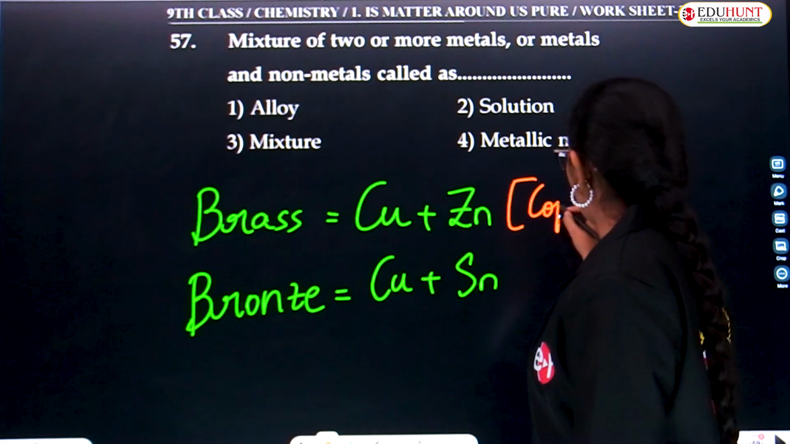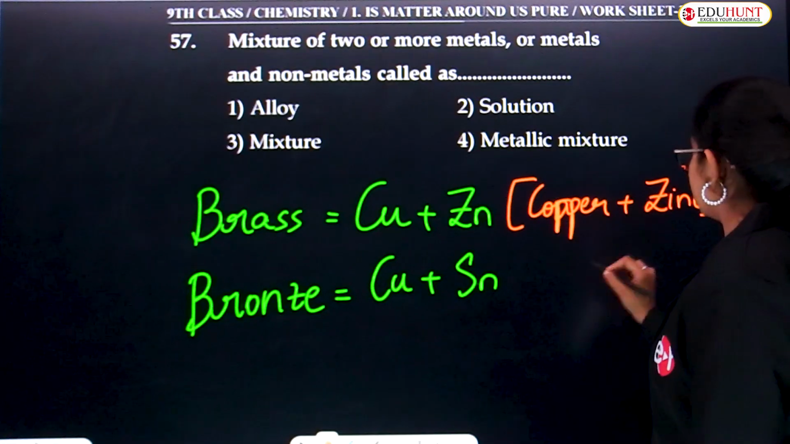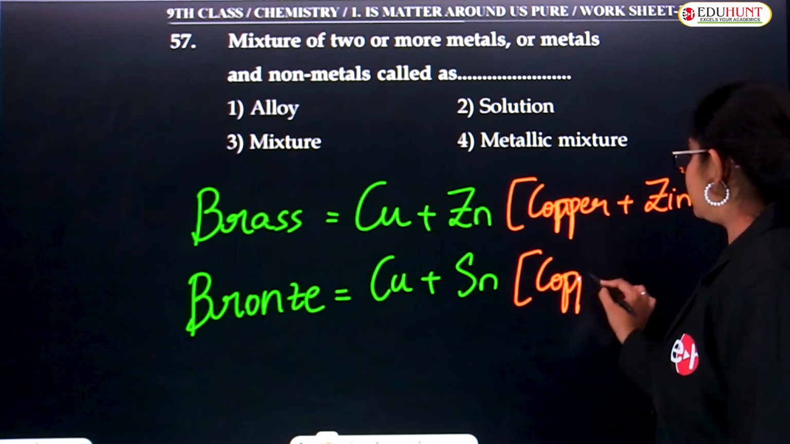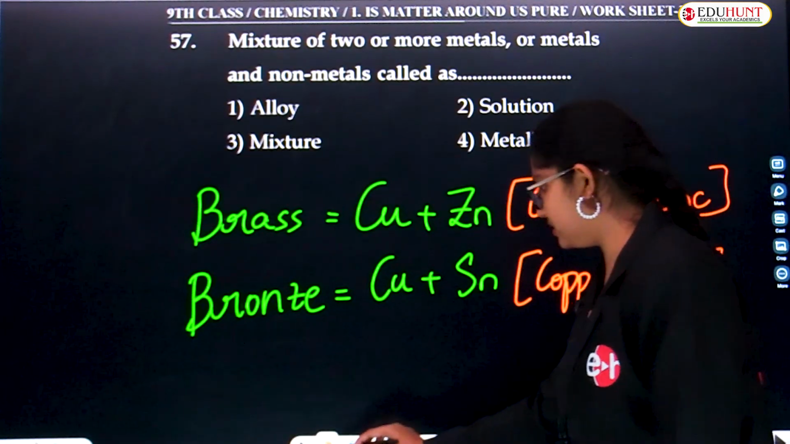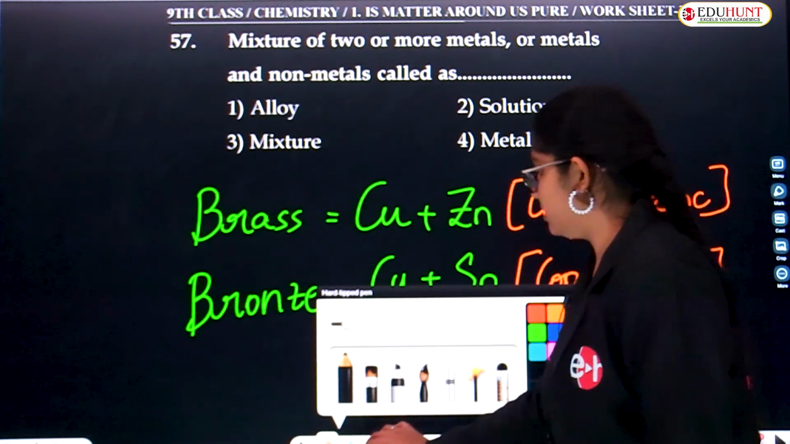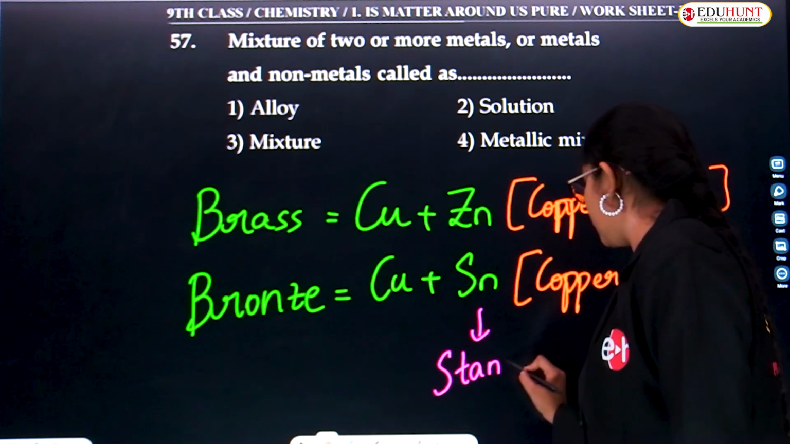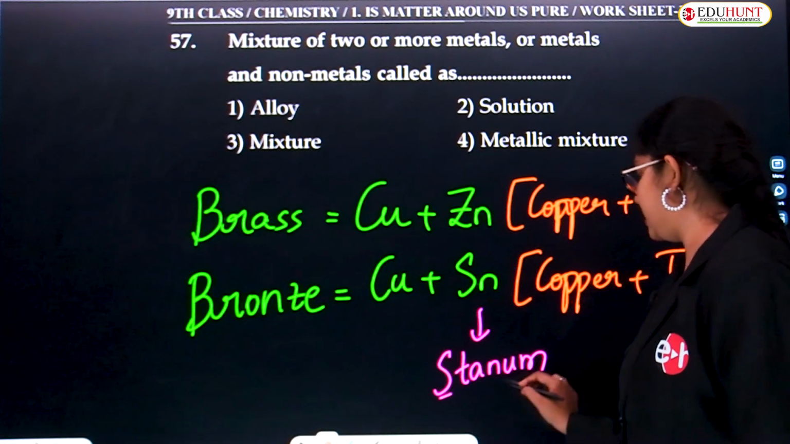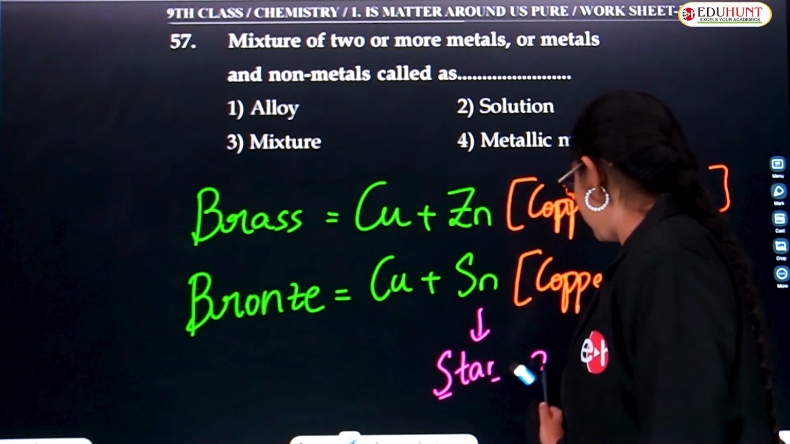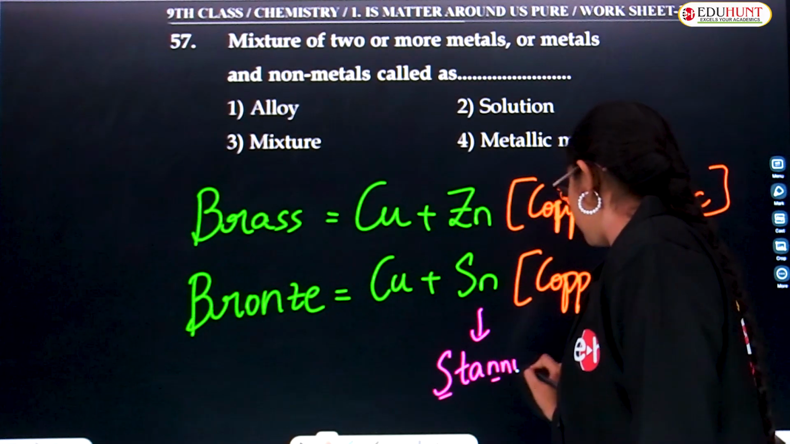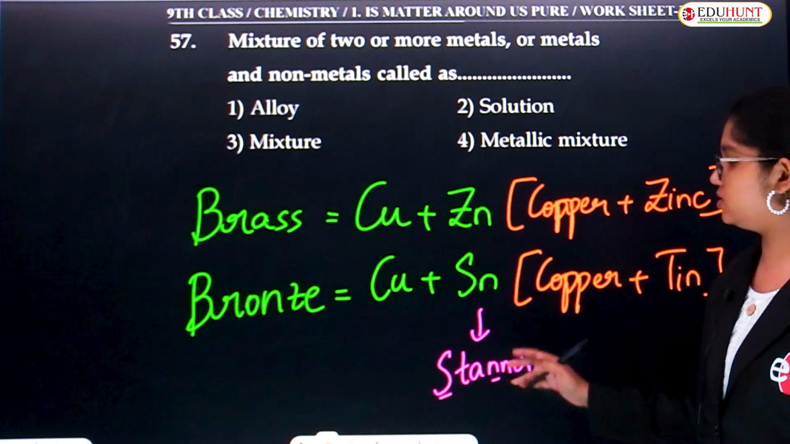It is a mixture of copper plus zinc. This is copper plus tin. Why Sn? Sn is from the Latin name stannum. Okay, that's the name. So tin is having stannum as the Latin name, so the symbol is Sn.